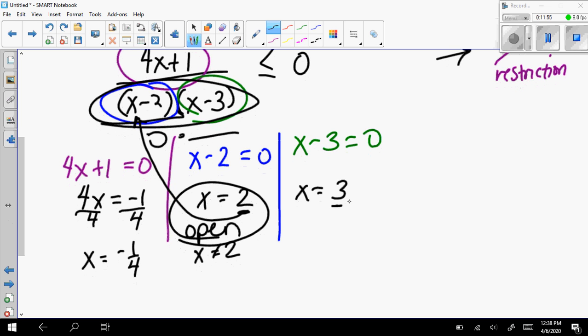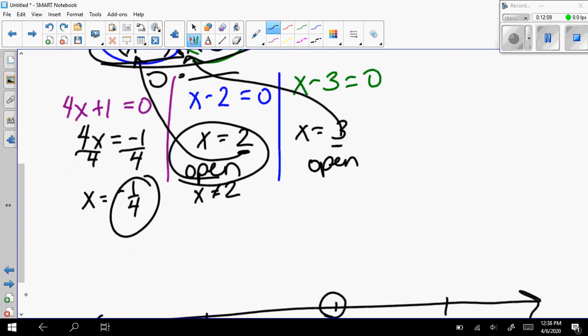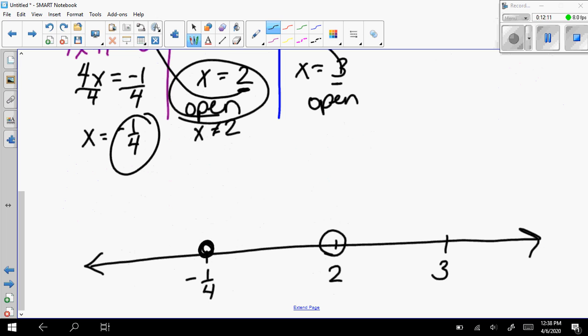Same with the 3, though, right? So if you put a 3 in here, 3 minus 3 is 0. 0 times anything is 0. So we're going to have an undefined fraction. So keep that one open. All right. So even though we had that equal to sign, that's only for this negative 1/4. So a negative 1/4, solid or closed, and the other two are open. That's really important to understand.